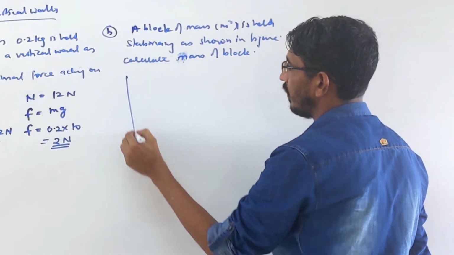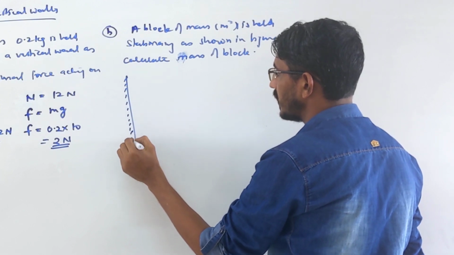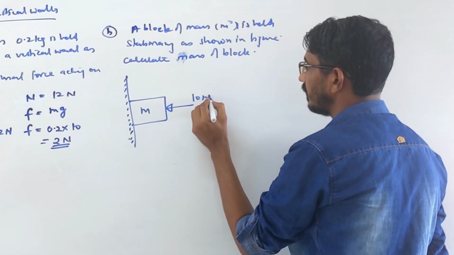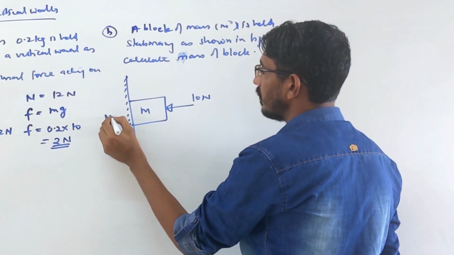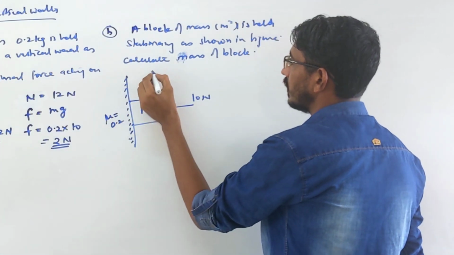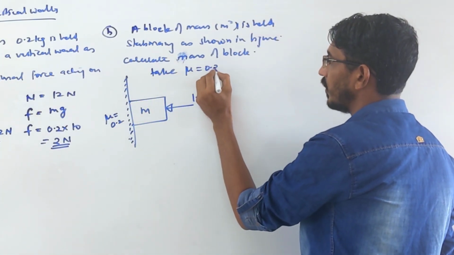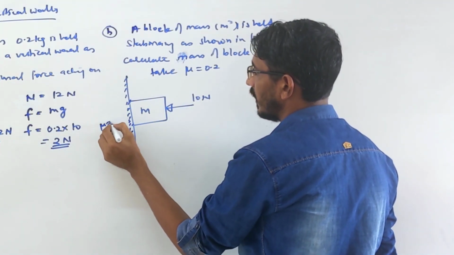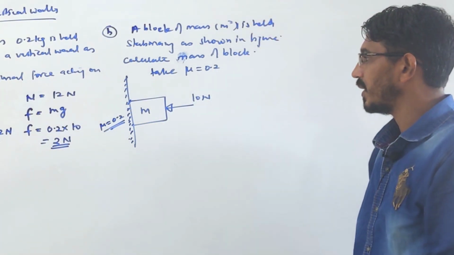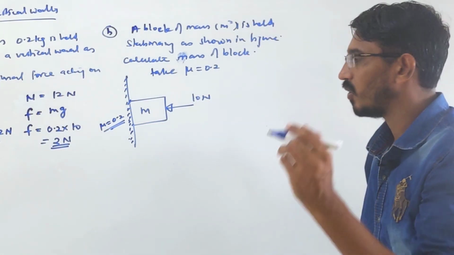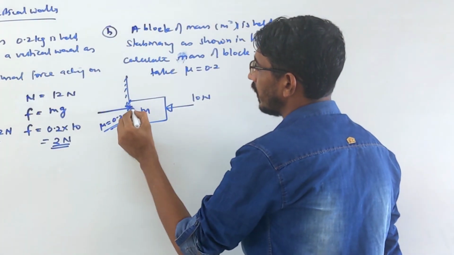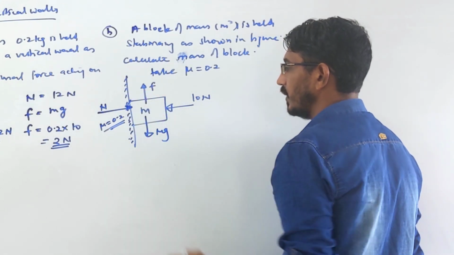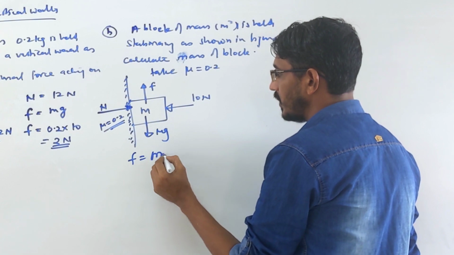So a similar problem. This is a wall and there is some friction here. There is a block of mass m and we have applied a force here, say 10 Newton. And mu is given, let's take mu as 0.2. So with the wall there is a friction and mu is given as 0.2. We are interested in knowing the mass of this block. So let's write all the forces. 10 N here, the normal reaction will be like this, mg will be acting straight downward, and the friction force will be acting upward. So the friction force should be equal to mg, equation 1.